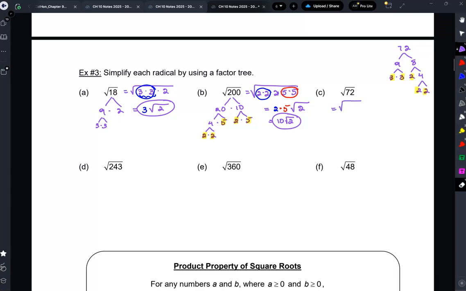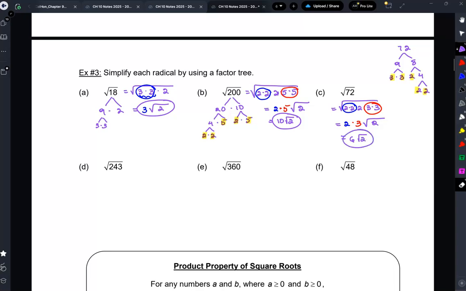So the square root of 72 is 3 2's and 2 3's. Okay? 5, 5 underneath. So what pairs up? A 2 and a 3. And you multiply them because they each come out. What stays in? A 2. So this is 6 root 2.